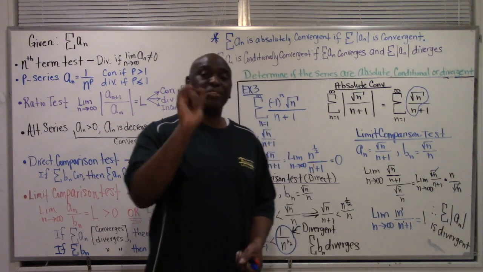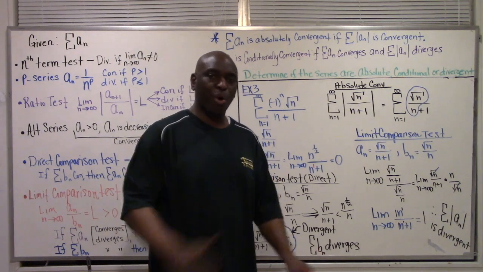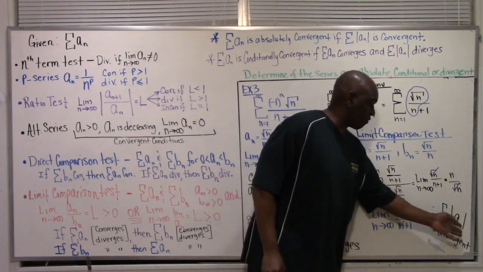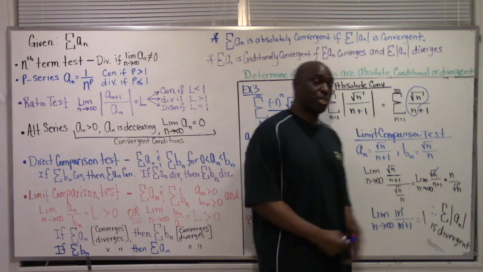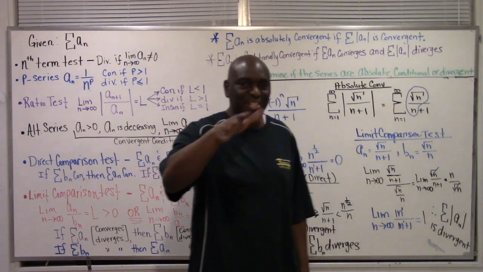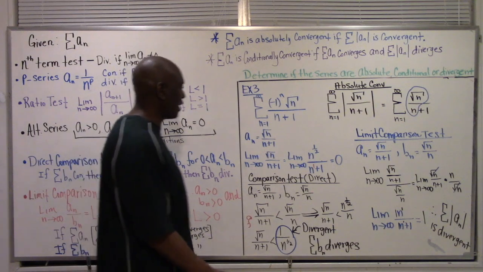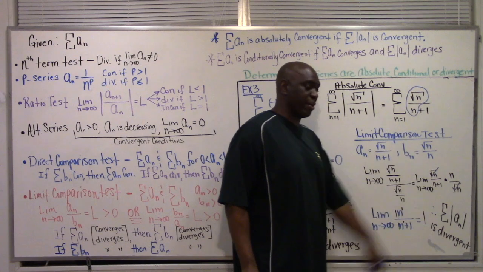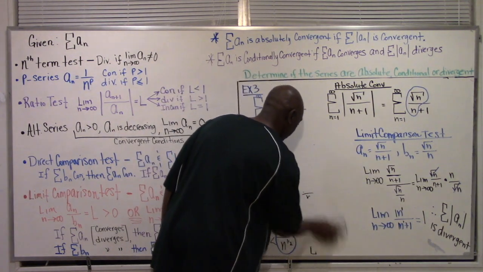Which means it does not absolutely converge. No, no, no, no. It does not absolutely converge. The absolute convergence of this is not the case. It is divergent. So since we know it does not absolutely converge, now let's check to see if it conditionally converges. Let's check the conditional now. Okay? So we know it doesn't absolutely converge because of the limit comparison test. All right, let's check and see if it conditionally converges.